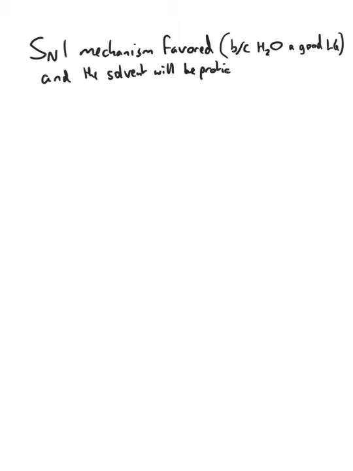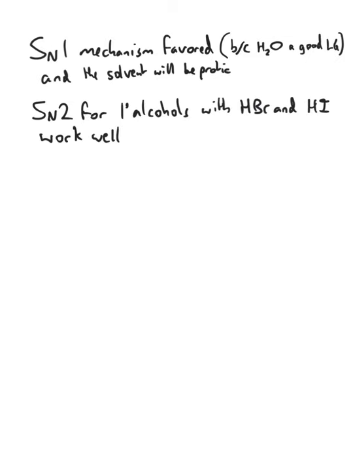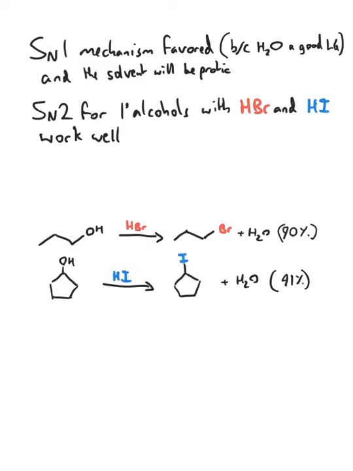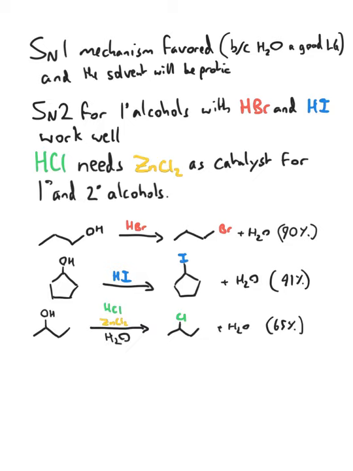SN1 mechanisms tend to be favored in these conditions because, for example, water is a very good leaving group, or the sulfonates are really good leaving groups, and you tend to have these reactions in protic solvents. However, SN2 obviously will happen on primary alcohols, and in these cases, hydrogen bromide and hydrogen iodide work really well, as the bromide and the iodide are better nucleophiles. Whilst hydrogen chloride, you need zinc chloride as a catalyst for any primary and secondary alcohols. Either way, the reactions tend to be relatively efficient.